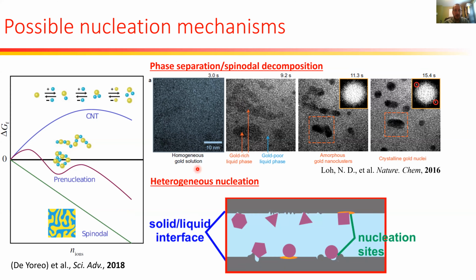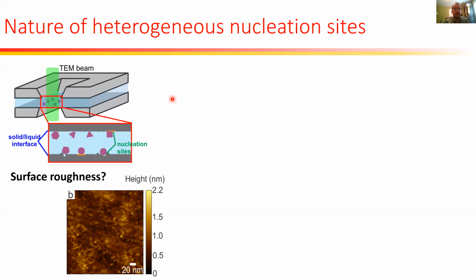The other one, which I don't show explicitly here, is heterogeneous nucleation. This is the idea that we may have defects at our interfaces which lead to preferential nucleation in some spots. So we ran with this idea and went on to explore the nature of what these heterogeneous nucleation sites could be. The first question we asked was, is it surface roughness? Do we just have some regions which have roughness, which are more prone to forming nuclei than others?